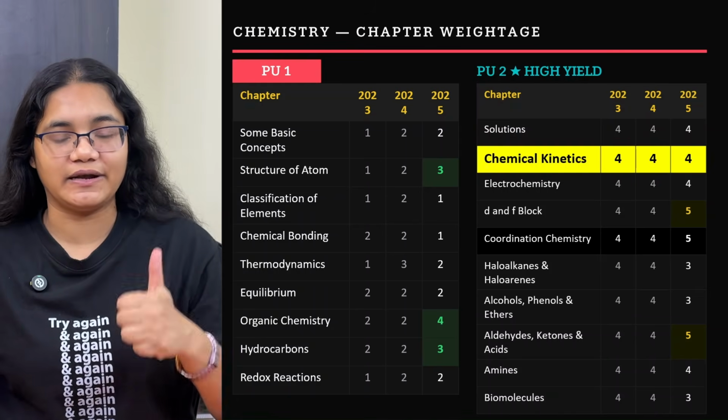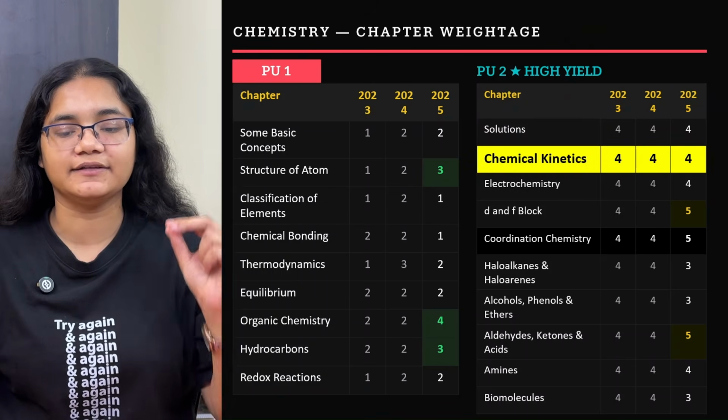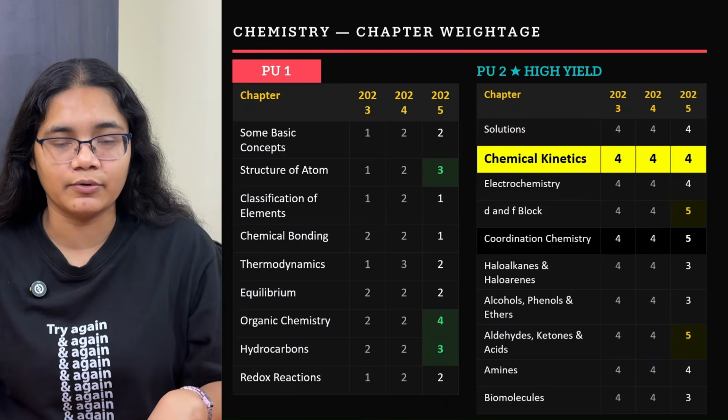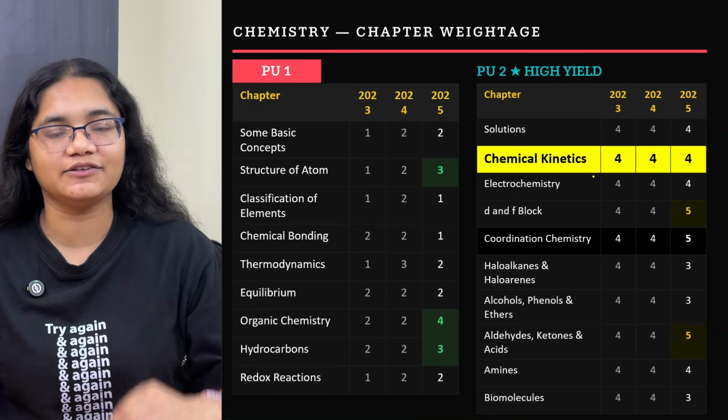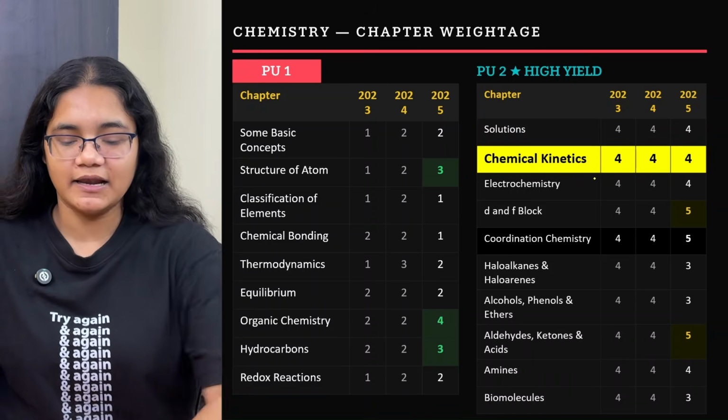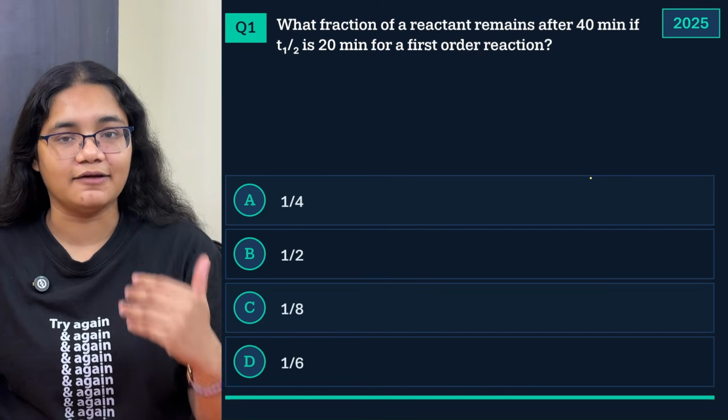Now before moving ahead, let's understand the weightage of this chapter. If you see from the last 3 years, that is 23, 24 and 25, from chemical kinetics you are getting 4 questions every year. So definitely it is a high weightage chapter, so please prepare it thoroughly. Let's see the first question here and understand the level of the question.